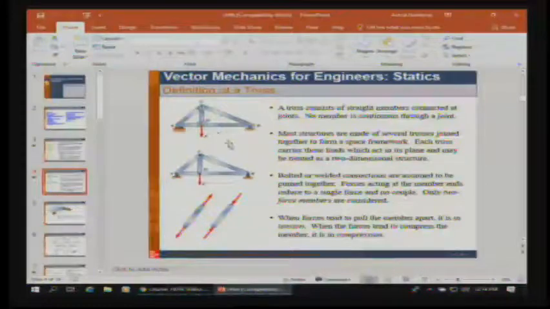A truss is generally built on a triangle as well. I don't know if it's 100% true or not, but generally a triangle shape indicates that you have a starting part of a truss, of a rigid truss or a simple truss. Most structures are made of several trusses joined together to form a space framework. If you look at bridges, for example, they will often be a series of different trusses.